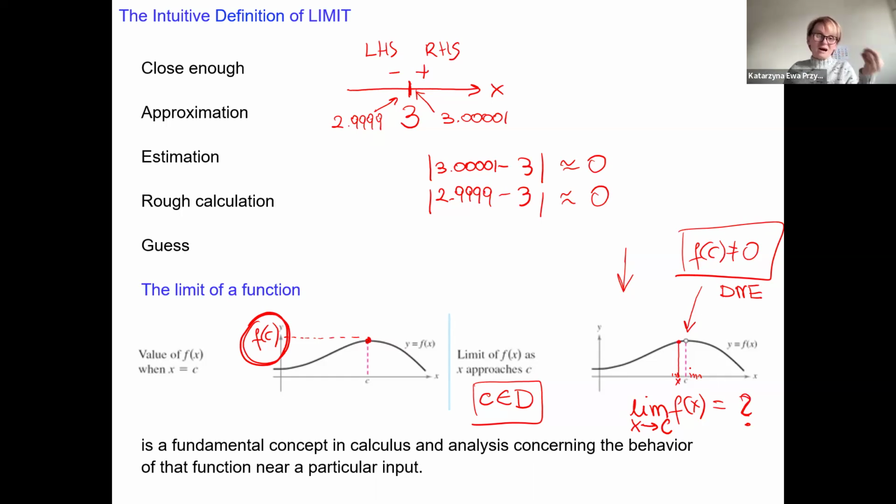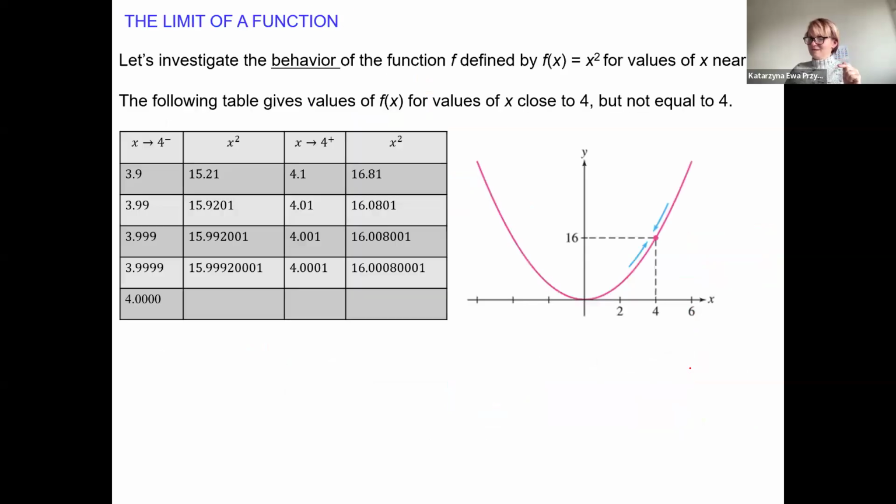Let's take an actual function, and then we will investigate. Let's take our best friend, the parabola x squared, okay? And we would like to investigate how this parabola behaves near x equals 4. The parabola x squared is a continuous function, then definitely 4 is in the domain, because it's a power function, a polynomial. Polynomials have a domain of all numbers. That means definitely 4 is in the domain.